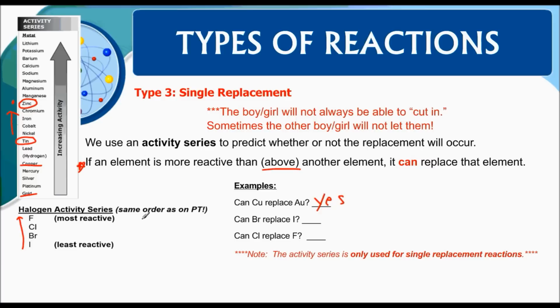Can bromine replace iodine? Why, yes, because bromine is up here, iodine is down here. And then lastly, can chlorine replace fluorine? Well, the answer would be no, because chlorine is lower than fluorine on the activity series. So the answer for that one is no. So realize I'm going to give you the activity series for metals. You do not have to memorize these, but for halogens, you do have to realize it's the same as the order on your periodic table. The ones at the bottom are least reactive, the ones on top are the most reactive. It says, note, the activity series is only used for single replacement reactions only.